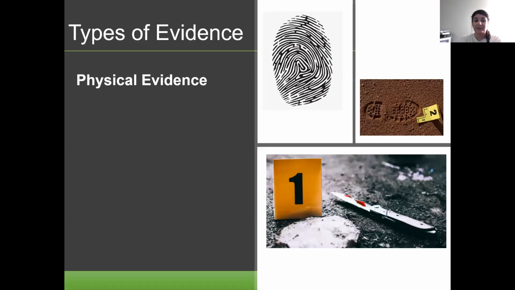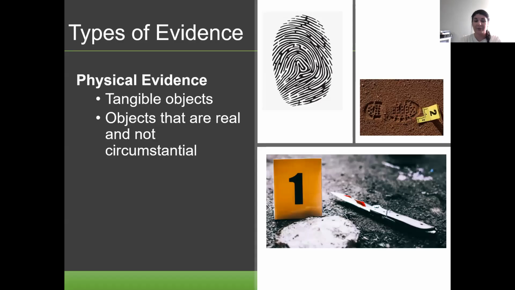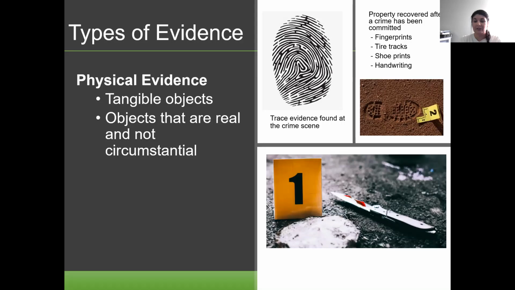So types of evidence. Physical evidence is tangible objects, objects that are real and not circumstantial, trace evidence found at crime scenes like DNA, latent fingerprints, property recovered after the crime has been committed, so fingerprints, tire tracks, shoe prints, handwriting, and then a weapon used to commit the crime. These are all types of physical evidence. There are so many types of physical evidence. These are just a few.